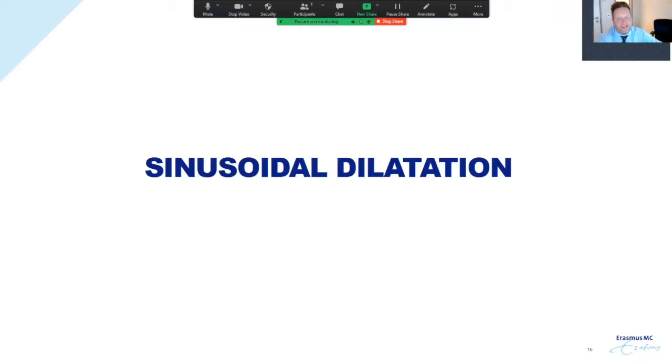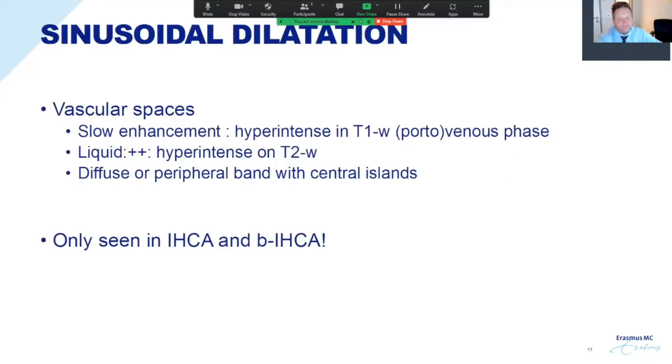The second typical sign is sinusoidal dilatation. These are vascular venous spaces in the lesion, mostly at the periphery, but also it can be diffuse. The typical features on MRI are increasing enhancement in the portovenous phase, higher than the surrounding liver, and hyperintensity on T2 weighted imaging. Sinusoidal dilatation is a typical feature of inflammatory adenoma and never seen in other subtypes or HCC.